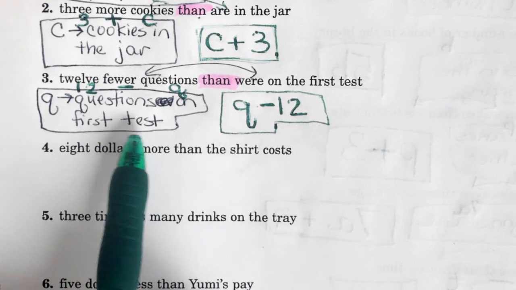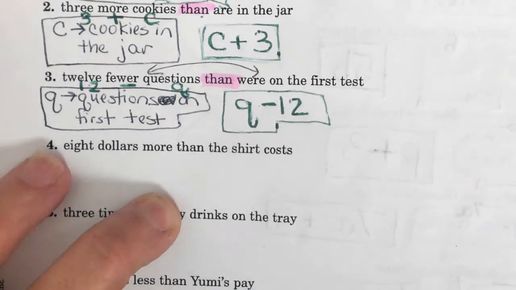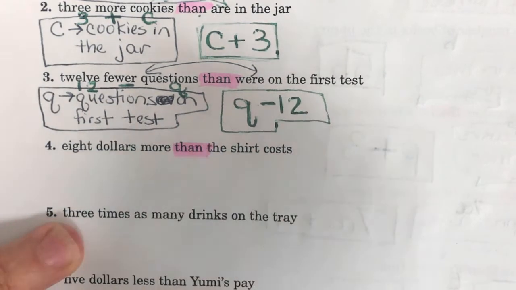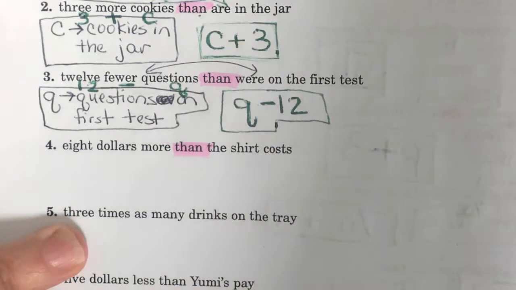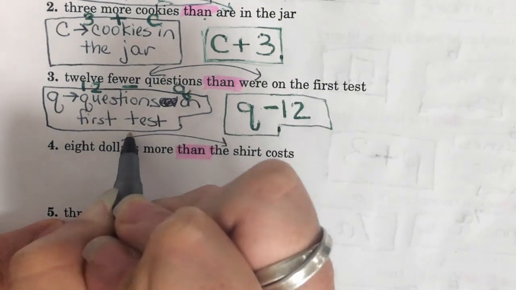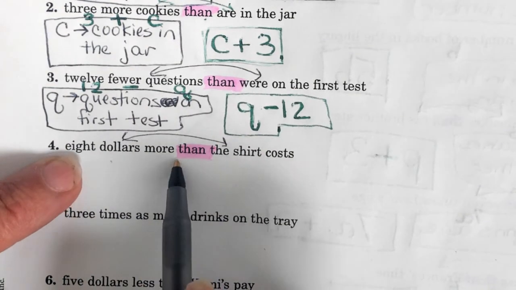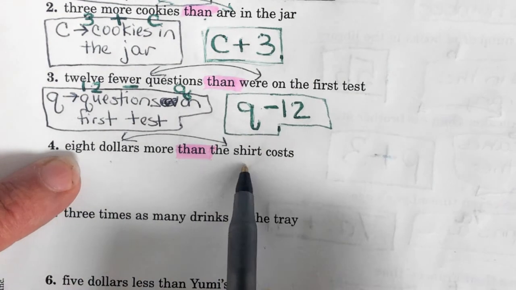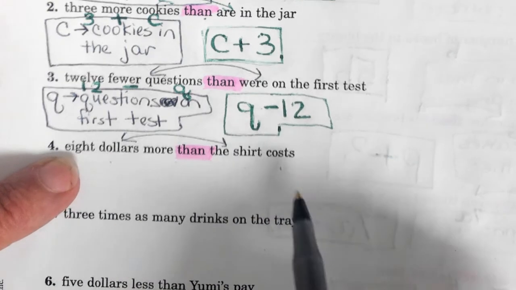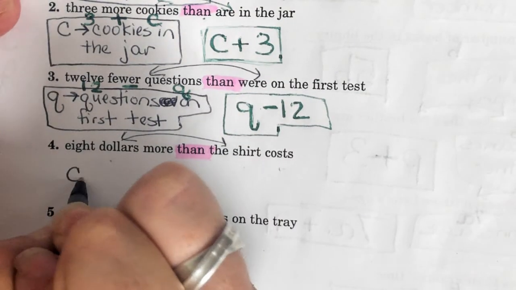Number 4, $8 more than the shirt costs. Do you know what $8 is? Yes. So we know this part. What do we not know? The shirt's cost. So we could either do S for shirt's cost, or C for shirt's cost. Doesn't really matter.